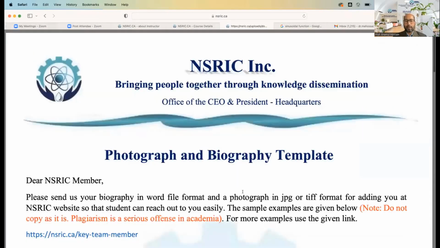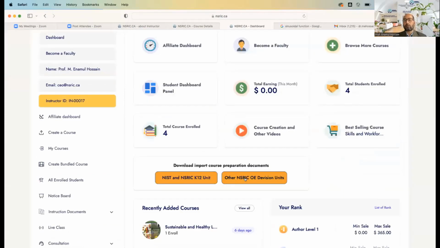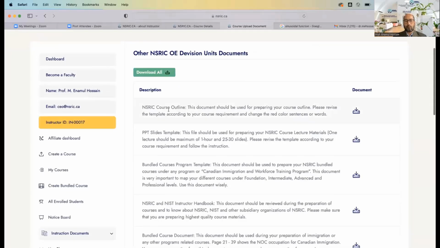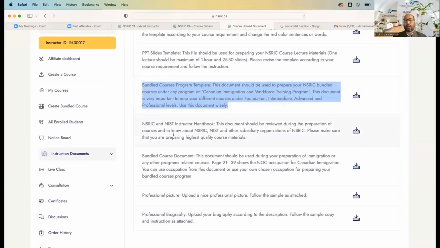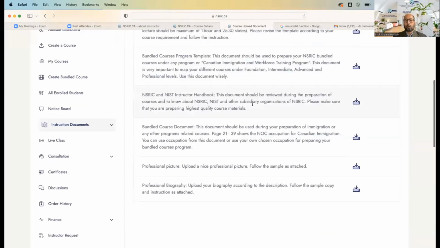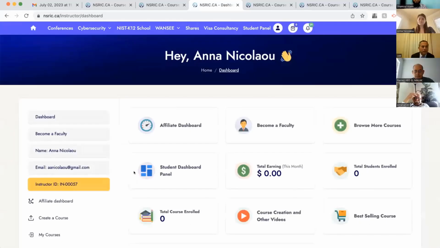This is for NIST. Another one, if you want to upload and prepare a course related to another unit, these are the documents: course outline, PPT slide, and bundle course program template. This is another important document where you describe your program and bundle the course, what Miss Anna was telling. And this is a long document, a handbook, about NSRIC and the guideline to prepare courses, and then professional pictures and biography.